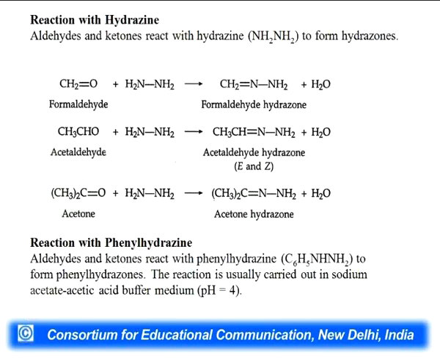Reaction with hydrazine. What is hydrazine? NH2NH2, or we can also say N2H4. When aldehydes and ketones react with hydrazine, hydrazones are formed. Formaldehyde when reacts with hydrazine, nucleophilic addition will be there and we will get the product formaldehyde hydrazone. Acetaldehyde will give you acetaldehyde hydrazone, and both products will form E and Z. Acetone when reacts with hydrazine we will get the product acetone hydrazone.